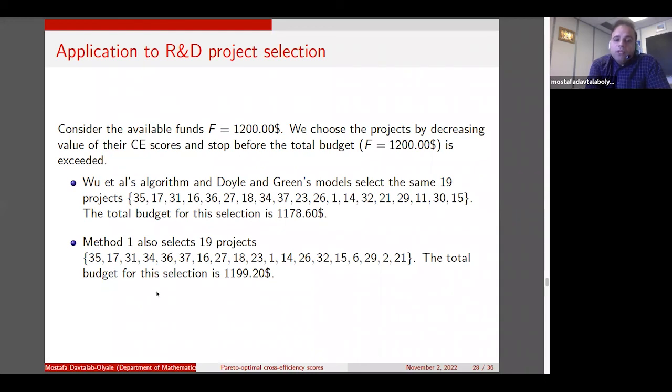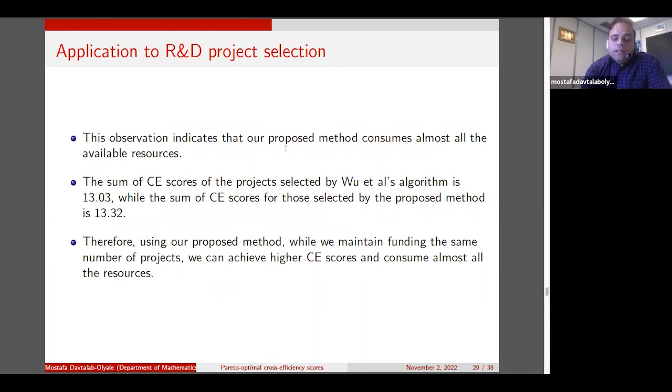The total budget for this selection is 1,199.20. This observation indicates that our approach consumes almost all the available resources and avoids wasting resources. The sum of cross efficiency scores of the projects selected by Wu et al. is 13.03, while the sum of cross efficiency scores for those selected by the proposed method is 13.32. Therefore, using our approach, while we maintain funding the same number of projects, we can achieve higher cross efficiency scores and consume all the resources.